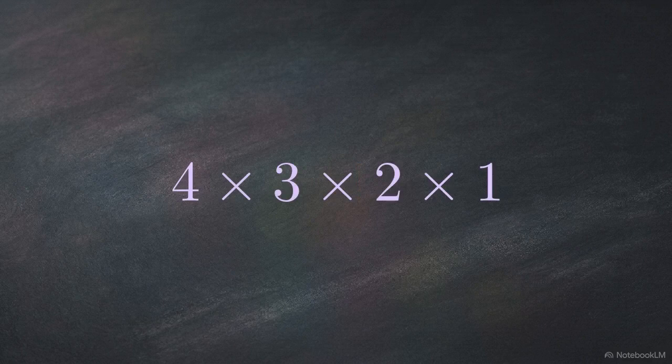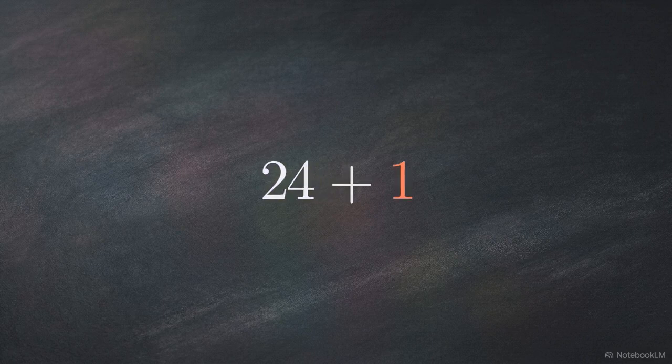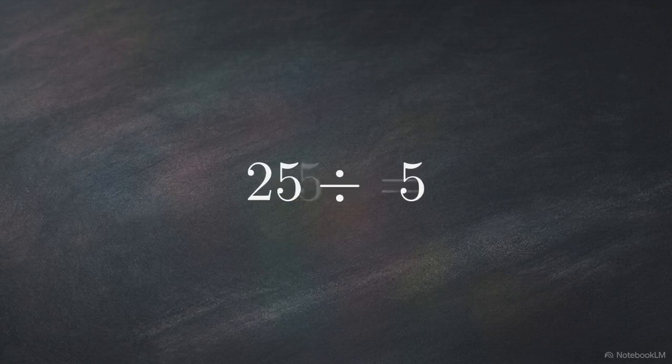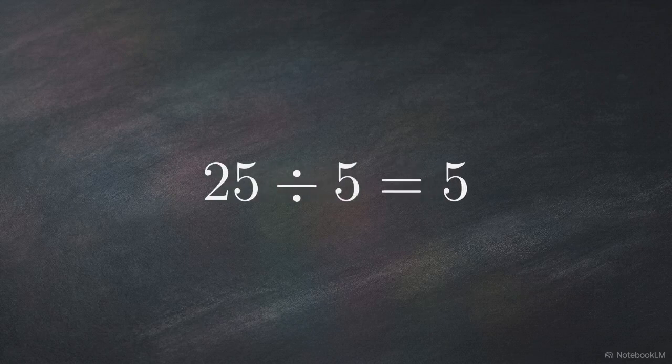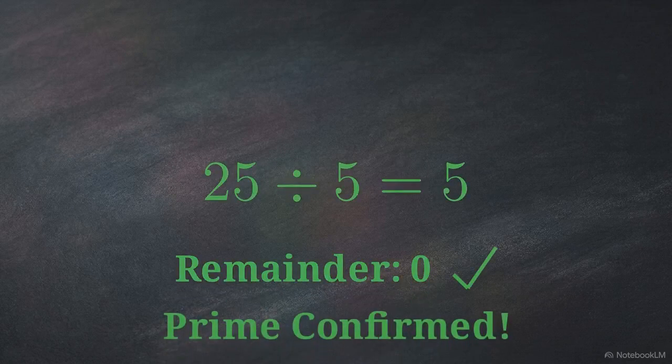We can see this in action by testing the number 5. First, we subtract 1 from our target, which gives us 4. Next, we find the factorial of 4. That's 4 times 3 times 2 times 1, totaling 24. We add 1 to that result, bringing our total to 25. Finally, we divide 25 by our original number, 5. Because it divides evenly with a remainder of 0, the test confirms that 5 is a prime number.